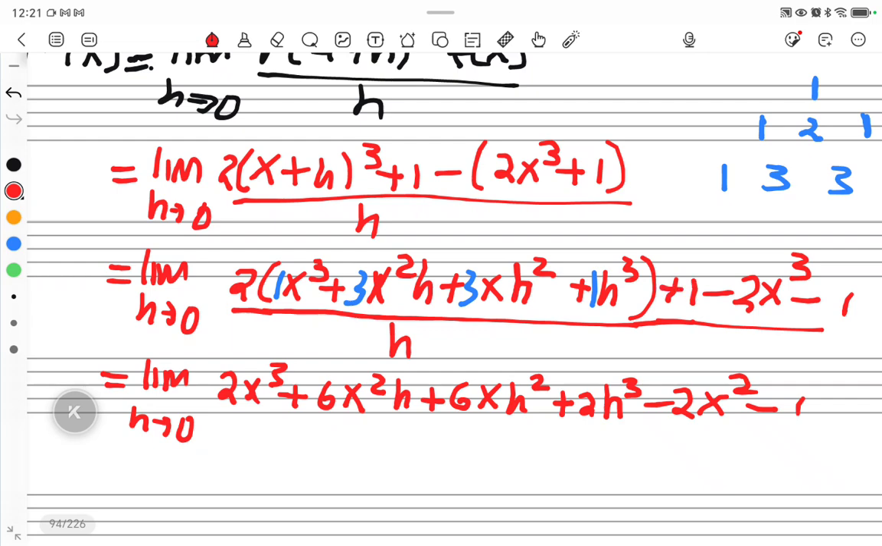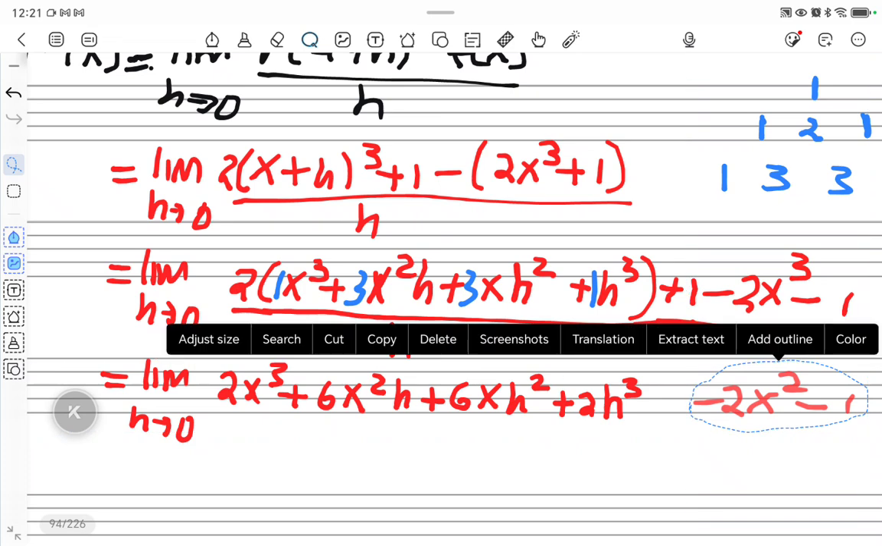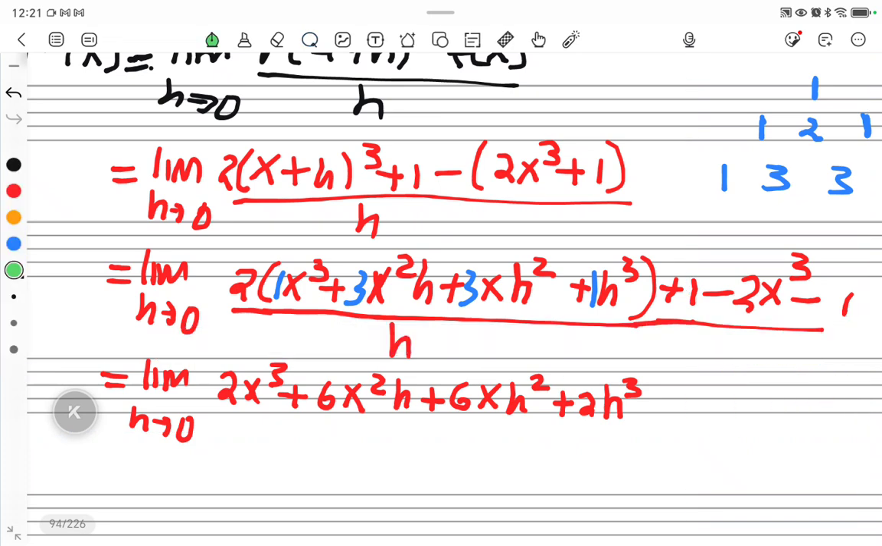Yeah, because I see that this thing needs to cancel. It needs to cancel out. If you cancel your things out and you find that you're left with something that does not have h, try to check if you made a mistake somewhere. You should be left with h only.